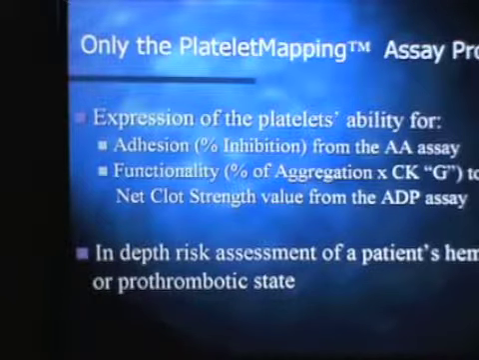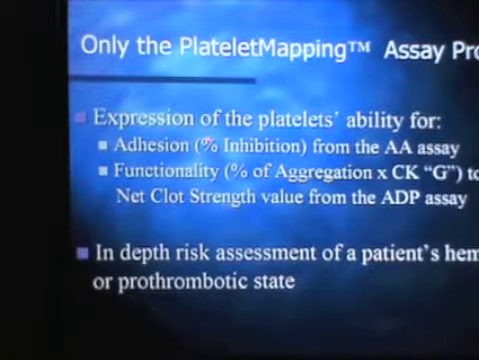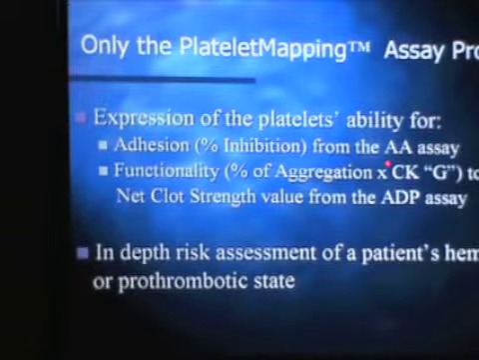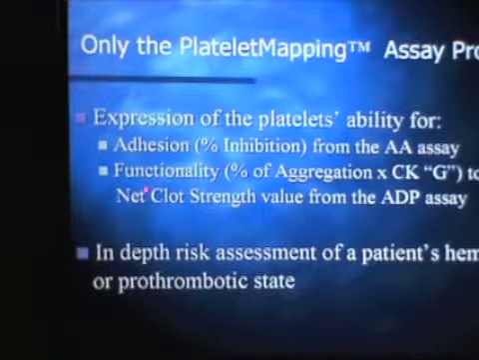This is what the mapping assay actually does. We look at two sides of the platelet. We first of all look at the adhesion capability of the platelet. This is what aspirin affects. And we use the agonist, arachidonic acid, to check that. Then the other part of the assay, we want to know what's the functionality of the platelet.